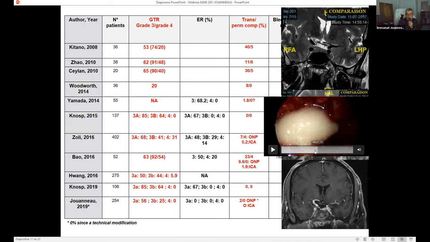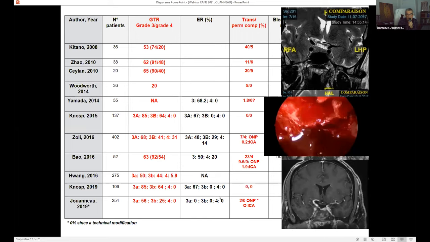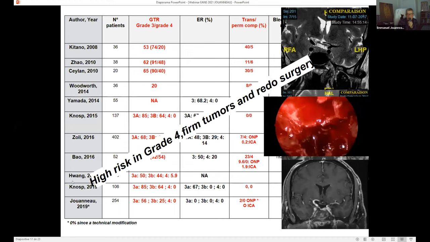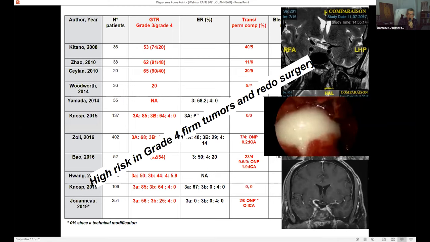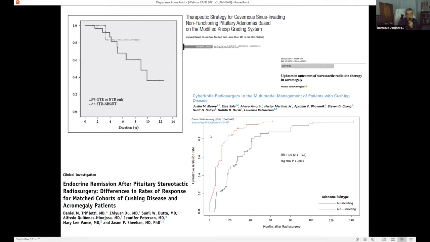Sometimes it's not an arterial issue. It can be a venous issue, and when you start to have such a venous hemorrhage, it becomes very difficult to discriminate the adenoma from the pituitary and the surrounding tumor tissue. So high risk in grade 4, high risk for a firm tumor when you start dealing and walk lateral to the carotid, and high risk also for reduced surgery. So you have to be safe for patients.